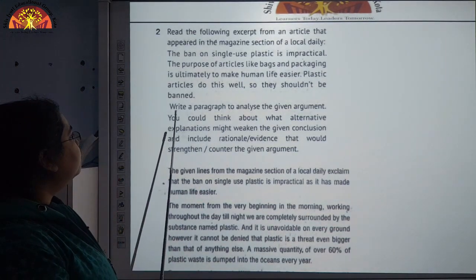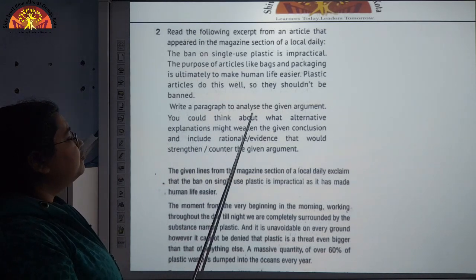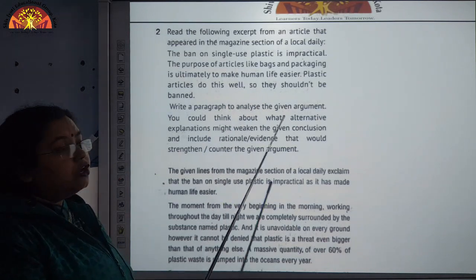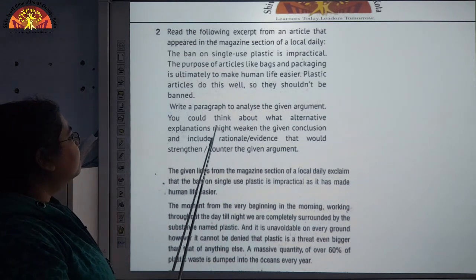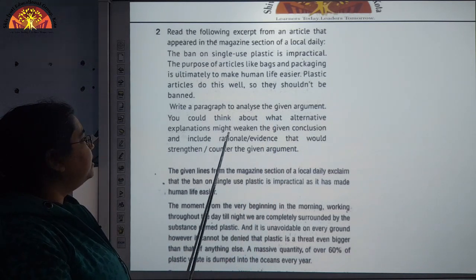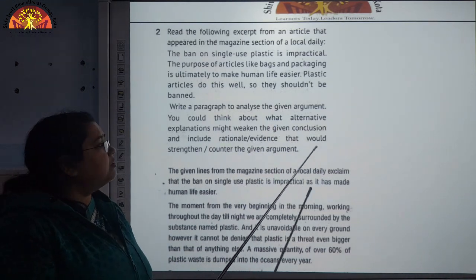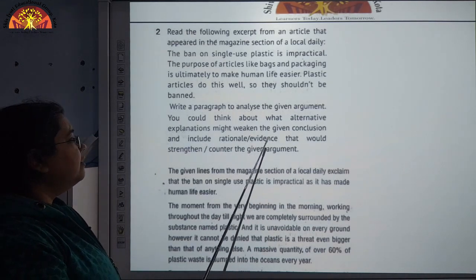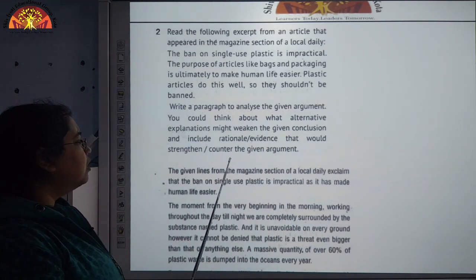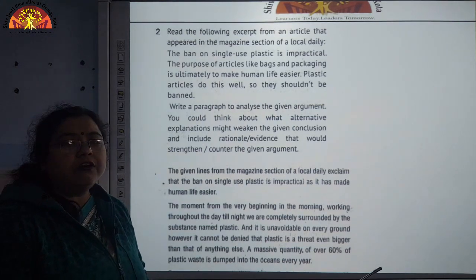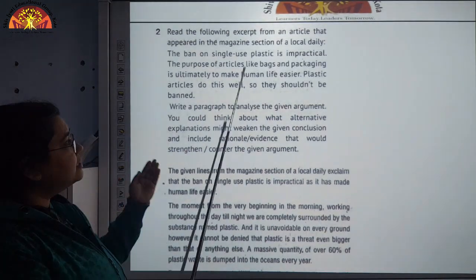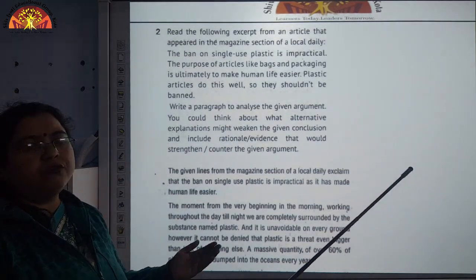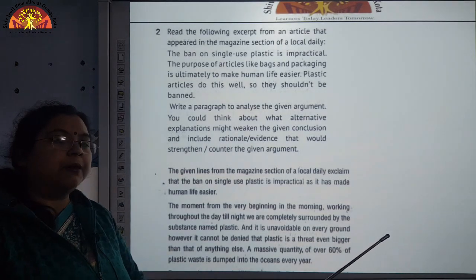Now, what you have to do is write a paragraph to analyze the given argument. You have to analyze this argument, okay, not your own opinion. Now, you could think about what alternative explanation might weaken the given conclusion and include rationale or evidence that would strengthen or counter the given argument. Now, either you can strengthen this argument or you can counter this argument, okay. Whatever way you want to write the article, it is up to your wish here.